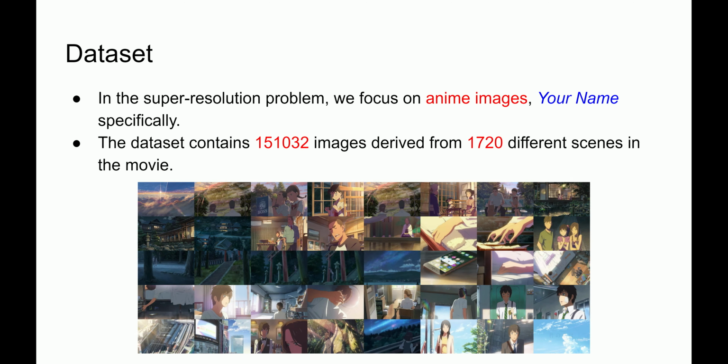Specifically, we choose Your Name as our target anime movie. Among 17-20 different scenes which contain multiple frames, we crop several sub-images and collect them as the dataset. As a result, we have 151,032 images in total as the training data.